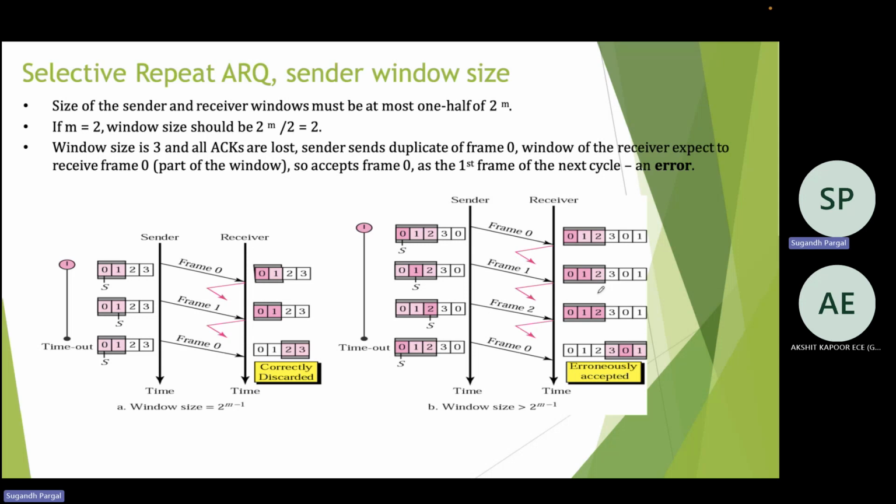The size of the sender window and the receiver window must be at most half of 2 to the power m. That means if m equals 2, the window size should be 2 to the power 2 divided by 2, that is 2. If the window size is 3 and all acknowledgements are lost, the sender sends a duplicate of frame 0. The window of the receiver expects to receive frame 0, so it accepts frame 0 as the first frame of the next cycle. So this is an error.